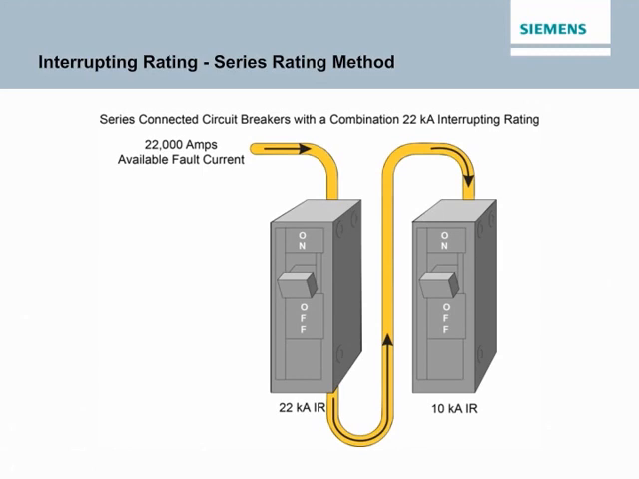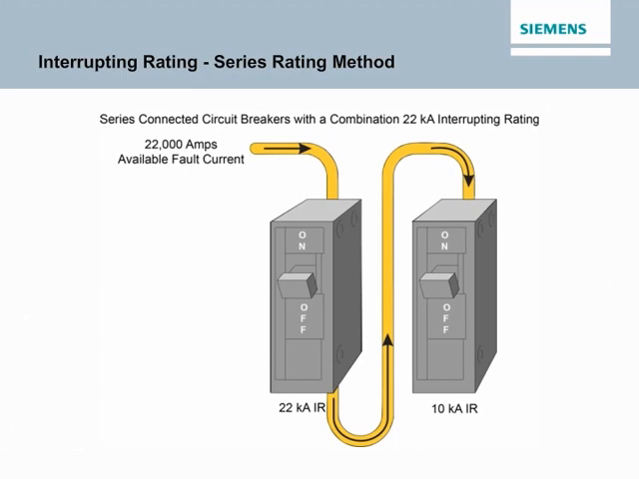The series rating method also requires the main circuit protection device to have an interrupting rating equal to or greater than the available fault current, but downstream circuit protection devices connected in series can be rated at lower values. For example, a building with 22,000 amperes of available fault current requires the main breaker at the service entrance to have at least a 22 kA interrupting rating, but downstream branch breakers can have a lower rating. In the accompanying example, the downstream branch circuit breaker has a 10 kA interrupting rating.